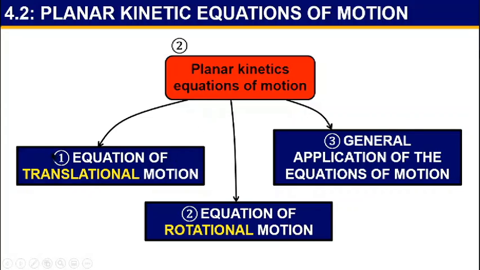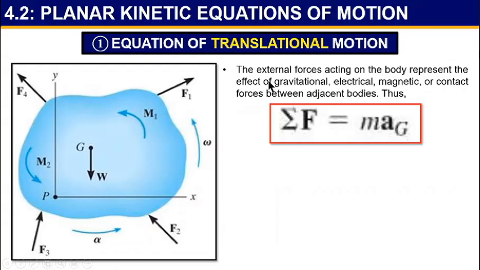one by one. For the first one, equation of translational motion. The external forces acting on the body represent the effect of gravitational, electrical, magnetic, or contact forces between adjacent bodies. That's why we have sigma here. So this F represents gravitational, electrical, magnetic forces, etc. It is equal to m times aG, mass times acceleration of the center point G. We have this one body and the center here is G.